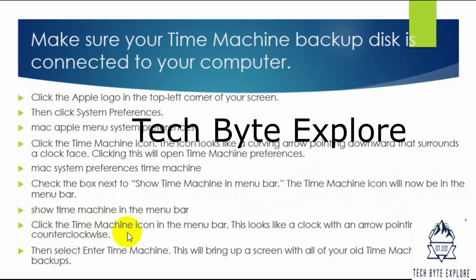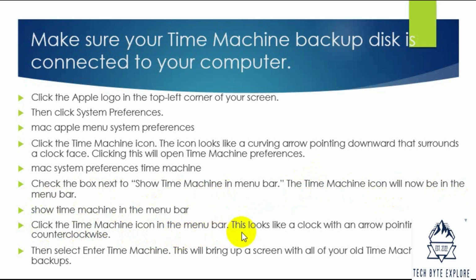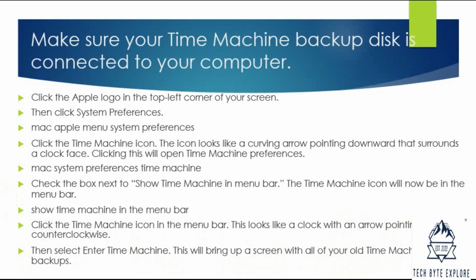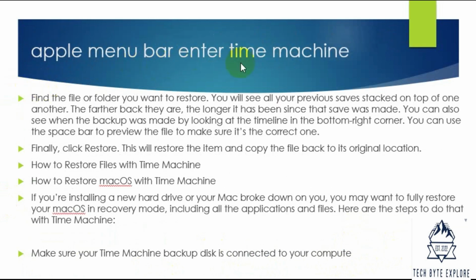Click the Time Machine icon in the menu bar. This looks like a clock with an arrow pointing around it. Then select Enter Time Machine. This will bring up a screen with all of your old Time Machine backups.